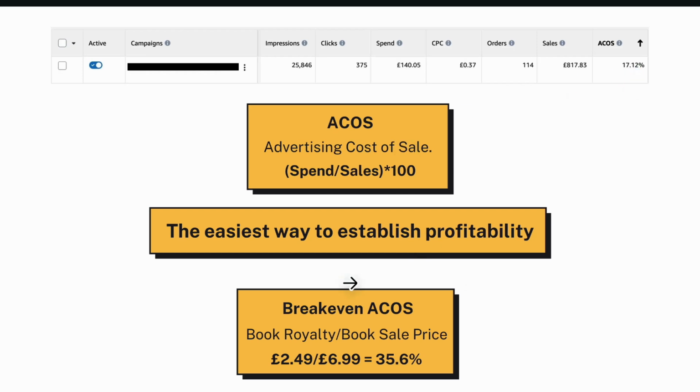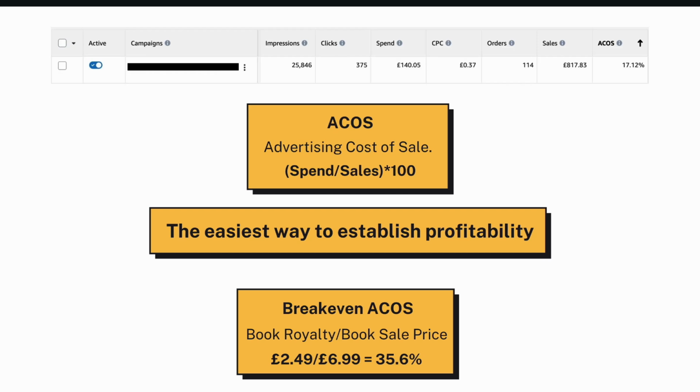And the best way to do this is to take your book royalty and divide it by your book sale price. So let's just say I listed a book for £6.99 on Amazon, and every single time that book sold, I made £2.49 back in royalties. I would take that book royalty of £2.49, divide that by my book sale price of £6.99, giving me a break-even ACOS of 35.6%.